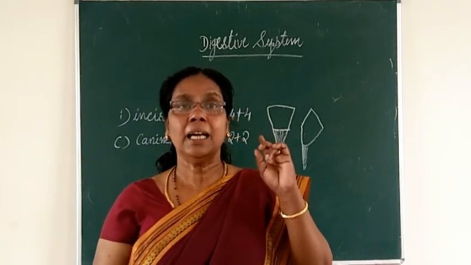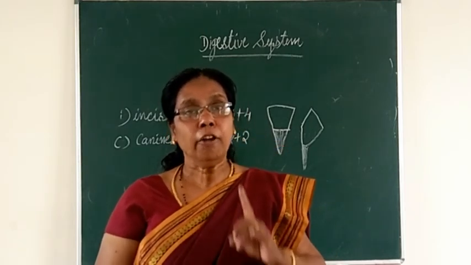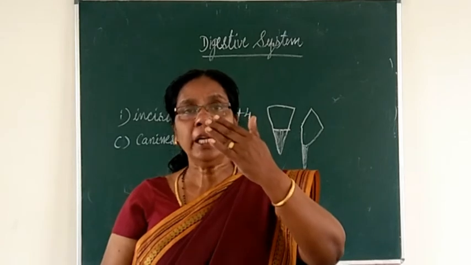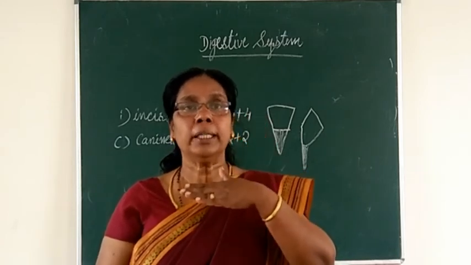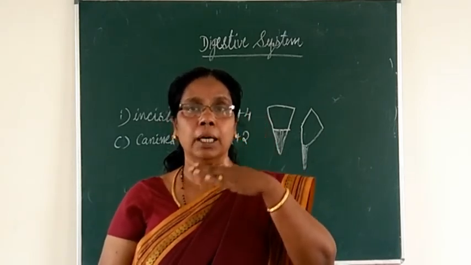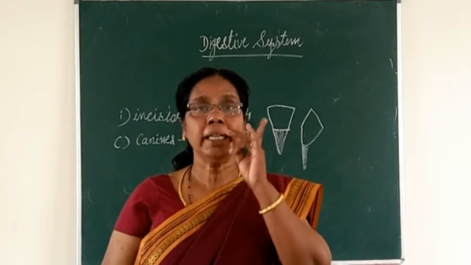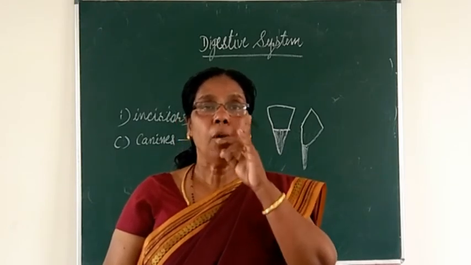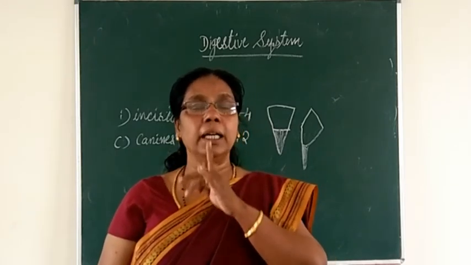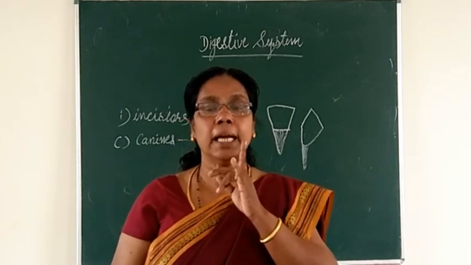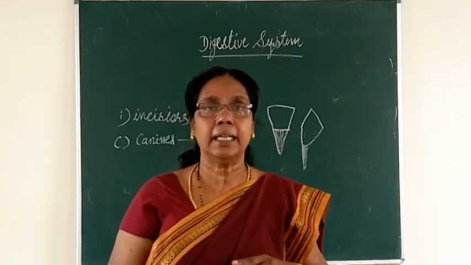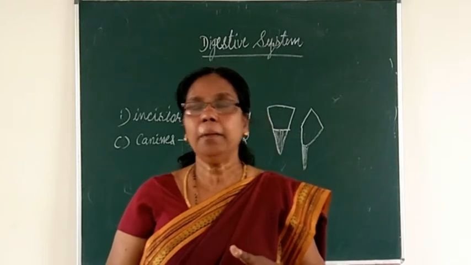So these are canines, totally 4 in number, 2 in the upper jaw and 2 in the lower jaw. Clear? That is 1 on each side. In the upper jaw, 1 this side, 1 on the other side. In the lower jaw also, 1 this side and 1 on the other side. Next one is premolars.